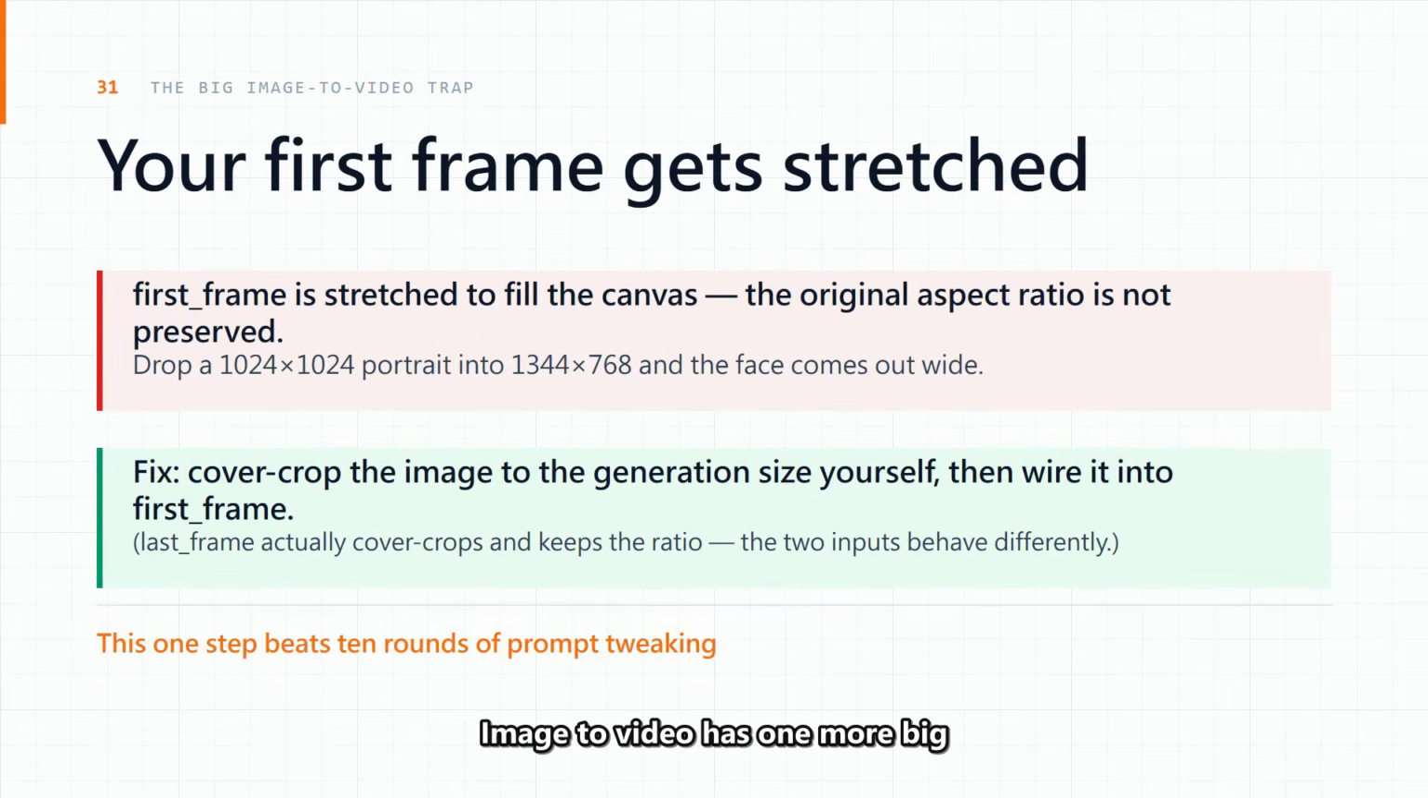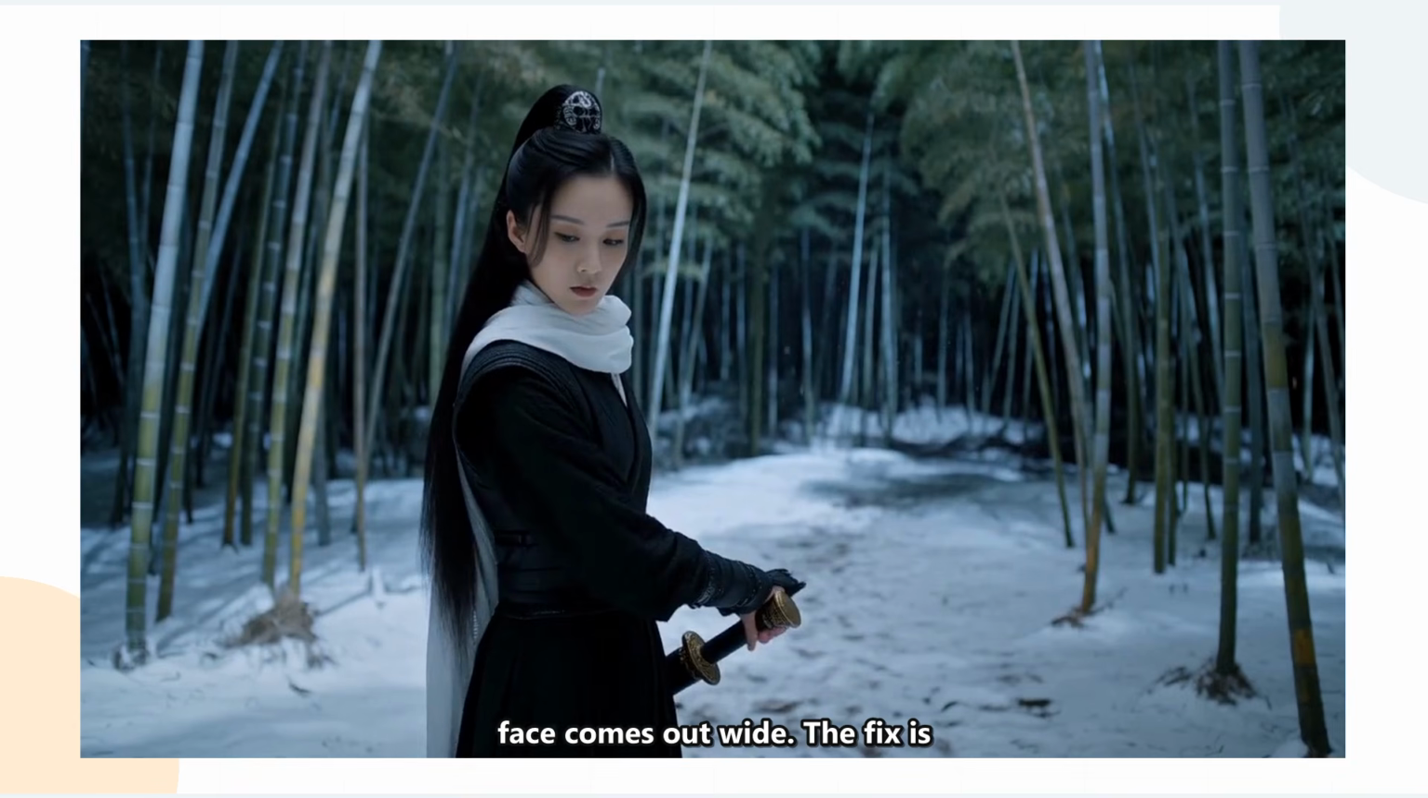Image to video has one more big trap. Your first frame gets stretched to fill the entire canvas, so if the aspect ratio is off, the face comes out wide. The fix is simple. Crop the image to the generation size yourself before you feed it in. This single step will do more for you than 10 rounds of prompt tweaking.